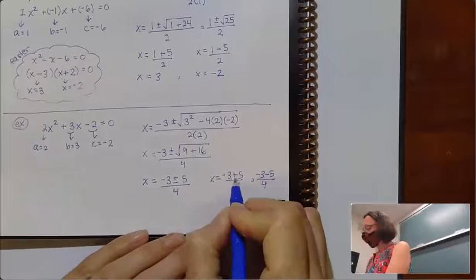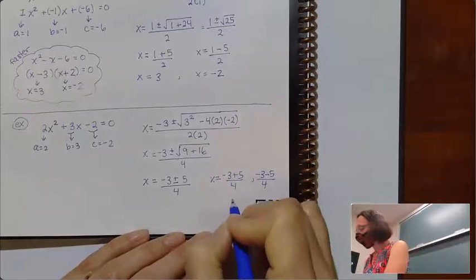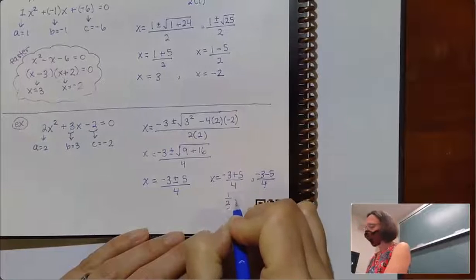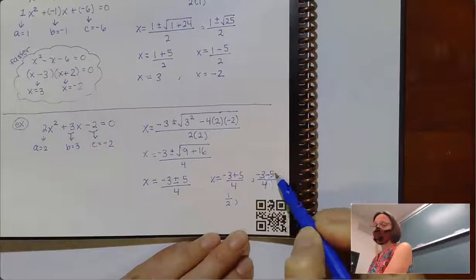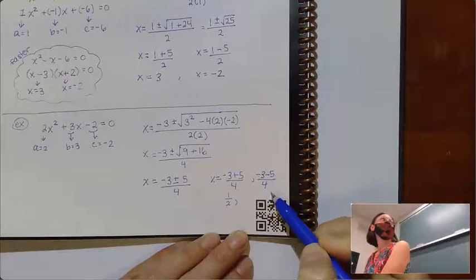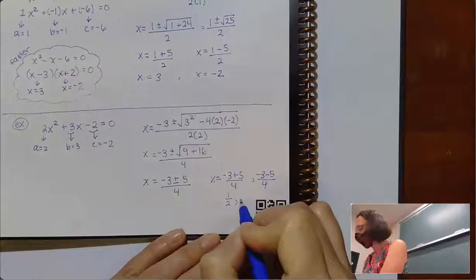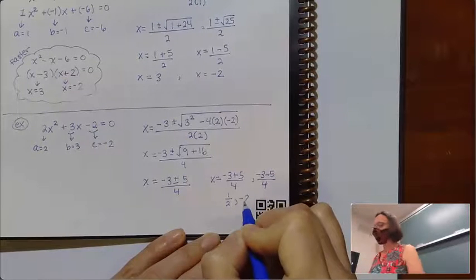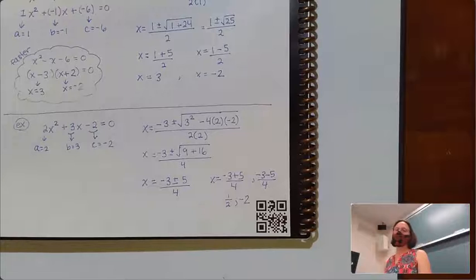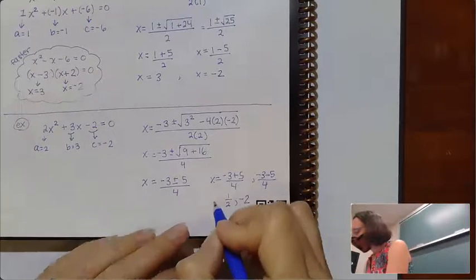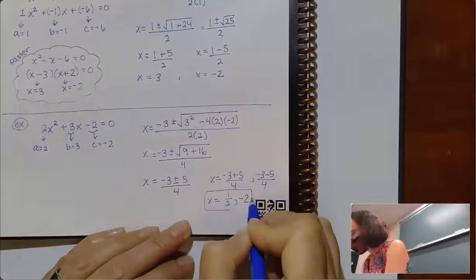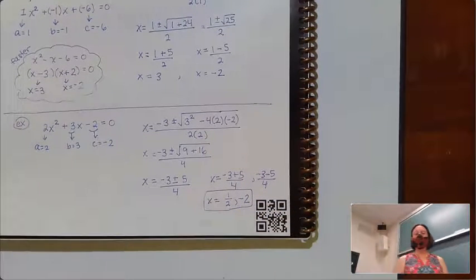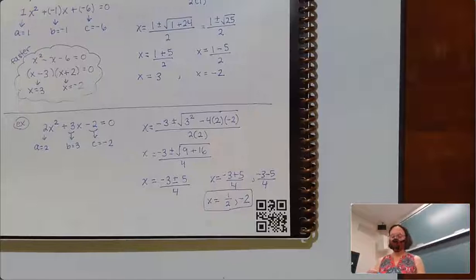So -3 plus 5, that's 2. 2 over 4 is 1/2. -3 minus 5 is -8. -8 over 4 would be -2. Which, by the way, means that this thing must have factored in the first place.